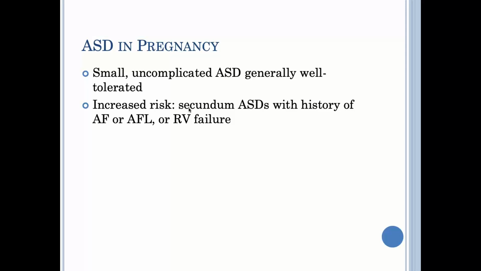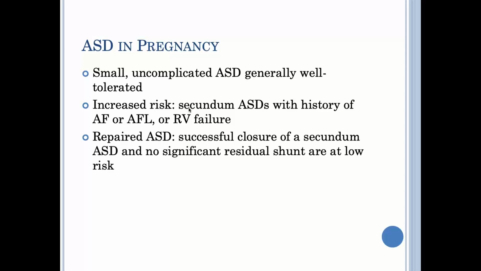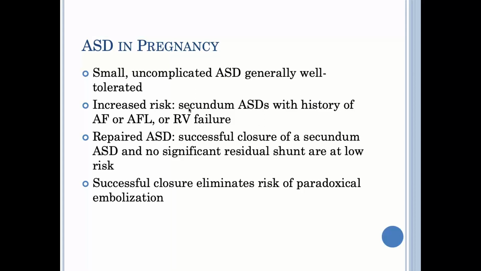There are increased risks with secundum ASDs if they've had a history of atrial arrhythmia, specifically atrial fib or flutter, or previous history of right ventricular failure. But if the ASD is repaired and there's successful closure with minimal or no significant residual shunt, again, the risk of hemodynamic complications or paradoxical emboli decreases significantly during pregnancy.